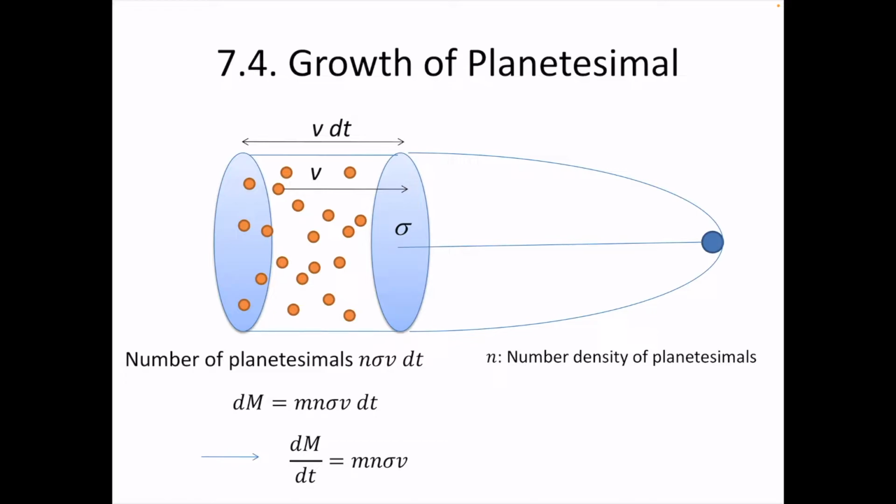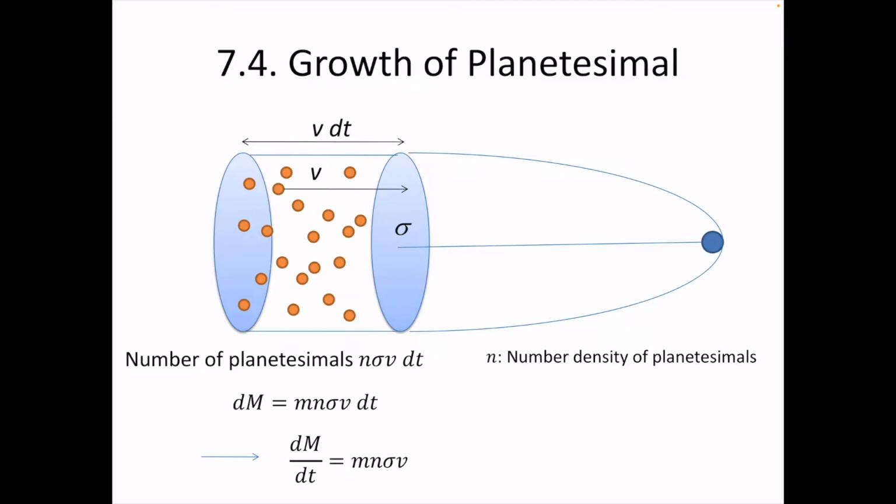The number of planetesimals inside of the cylinder can be calculated. The volume is expressed as sigma v dt. Volume times the number density gives us the total number of planetesimals hitting the target planetesimal. So the increase in mass of the target planetesimal, dM, is expressed as mass times the number of planetesimals, so m n sigma v dt.